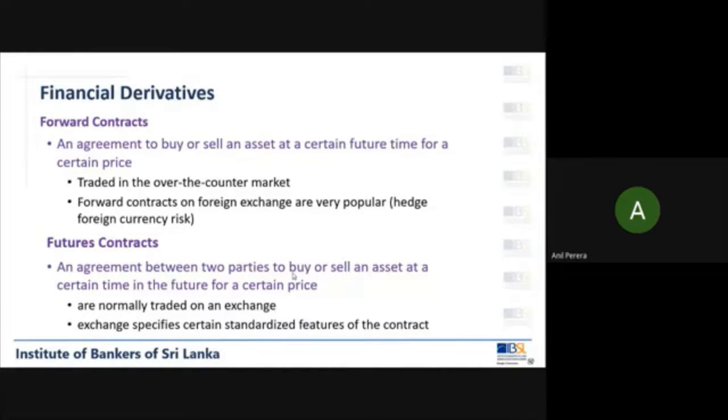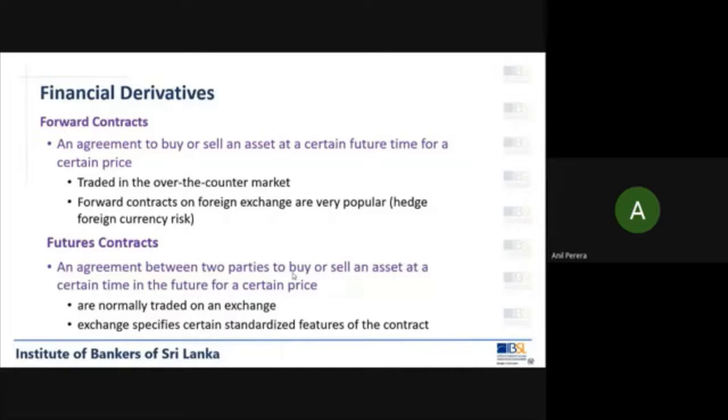Next category is the futures contract. These are also very similar to the forward contract. Exactly similar. If you look at the definition, it is very similar to the first one. An agreement between two parties to buy or sell an asset at a certain price agreed today.